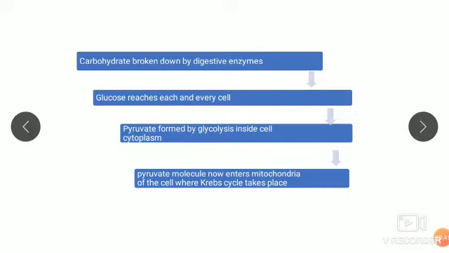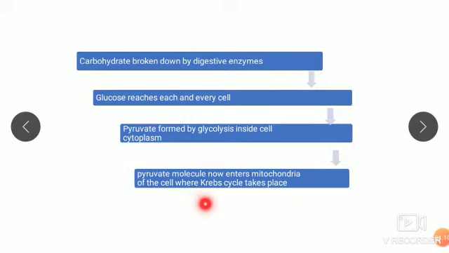Now this whole chain of reactions, which is called cellular respiration, can be divided into two parts. First part is glycolysis, which takes place inside the cytoplasm of the cell, and second part is the Krebs cycle, which takes place inside mitochondria. Now, through the glycolysis process, the glucose molecule is broken down into two molecules of pyruvic acid, which we have already studied in detail in our previous class.